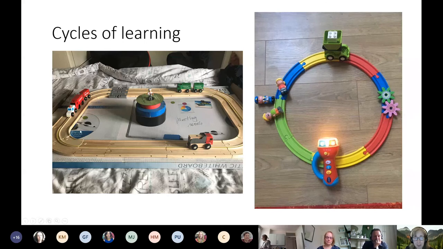Can you see that? Double loop learning. And he gave a really nice talk about David Carlis and double loop learning and feedback. It was really, really great.